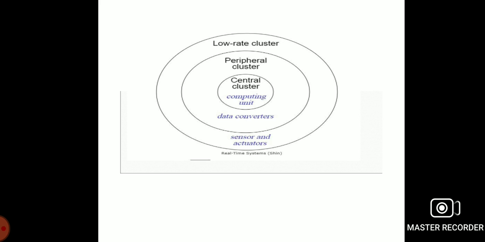So in this lecture we have discussed the structure of real-time systems in embedded system design. In upcoming classes we are going to discuss how to estimate the program, task assignment, and how to schedule the functions.